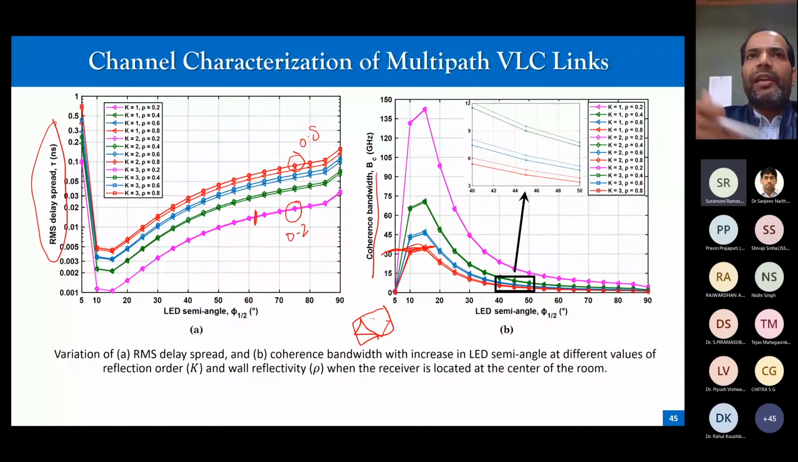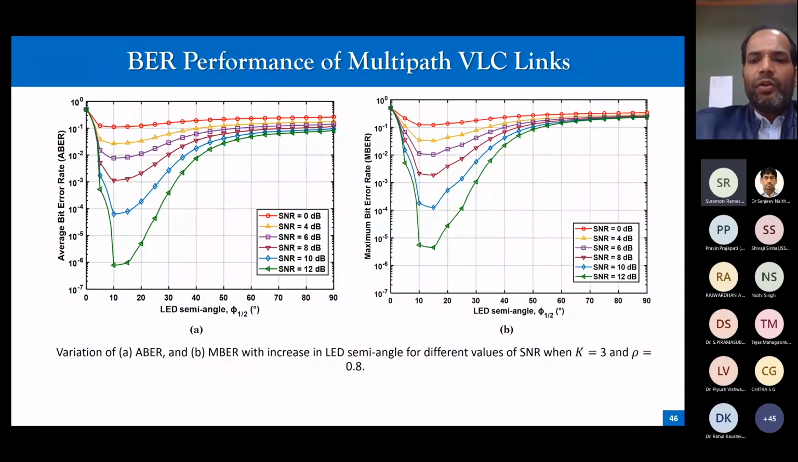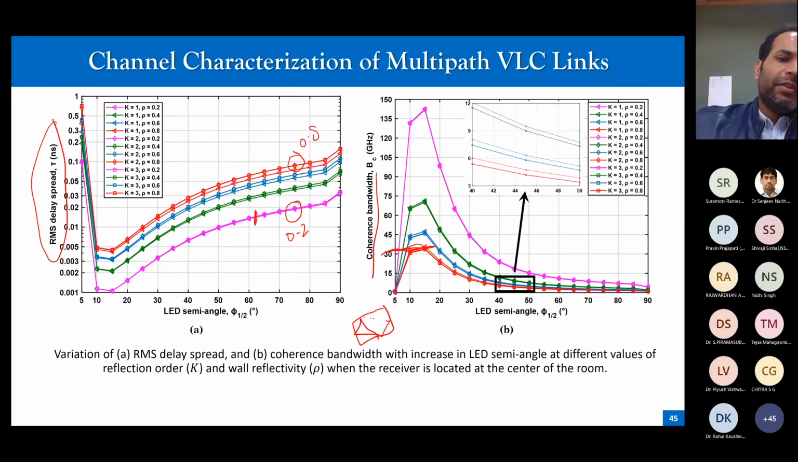So we are not using any fancy modulation schemes. Fancy modulation schemes means the modulation schemes which can get you higher spectral efficiency. We are not doing that. We are restricting ourselves to simple modulation schemes like on-off keying, and maybe 4-PAM, nothing more than that. So BER also depends upon the channel. This is what we see, and I haven't mentioned here, this delay spread depends upon the LED semi-angle.